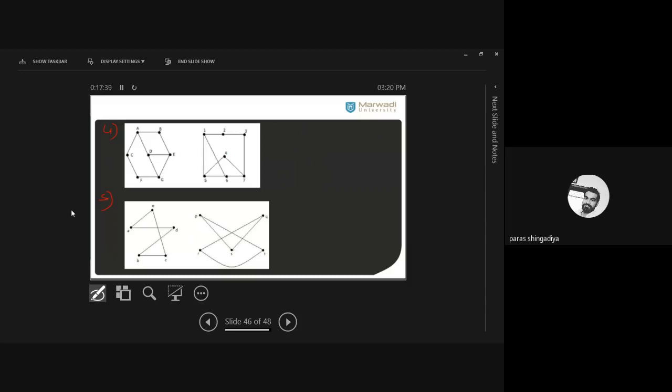Okay, find such a vertex in the second graph whose degree should be 3 and it should also be adjacent with 3 more vertices, where 2 of these vertices should have degree 2 and 1 vertex should have degree 3. 7, okay, that is okay. 7 is the correct one.